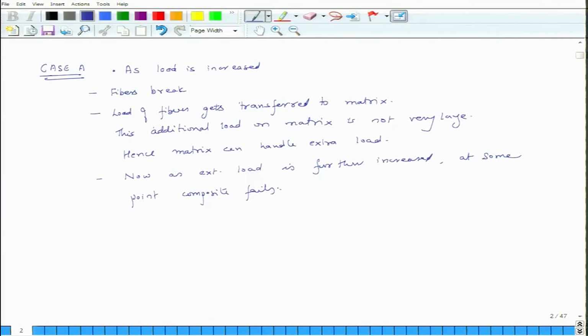So, this is the first case, and this case happens when Vf is very small, because if Vf is large, then the load transferred will be reasonably high and the matrix will not be able to handle it. So, in this case we will find the value of sigma Cu, which is the ultimate tensile strength of the composite. So, again we will draw a picture.